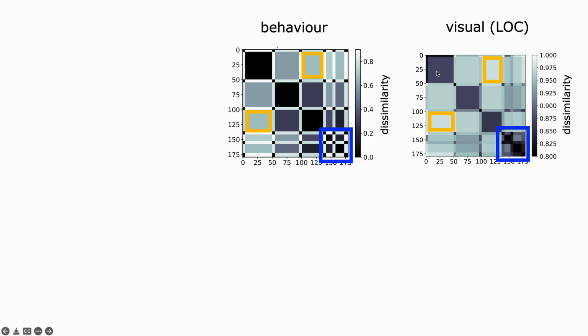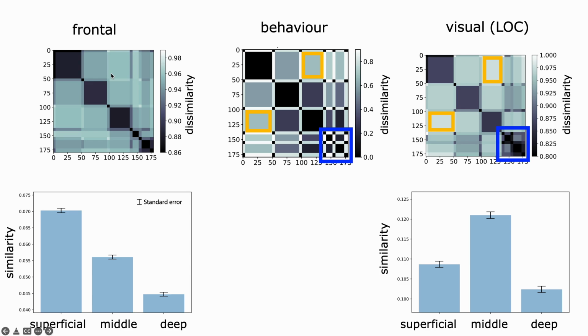And this correspondence is highly dependent on areas and also layers. For example, this nice correspondence specifically visible in high-level visual object recognition areas, feed-forward driven, as opposed to feedback-driven frontal areas.